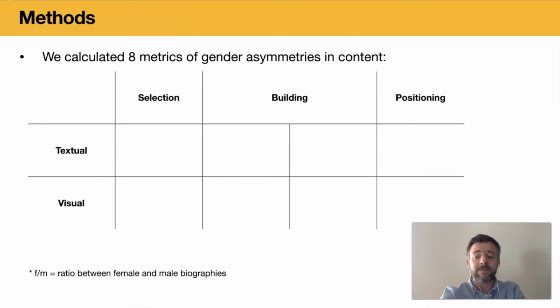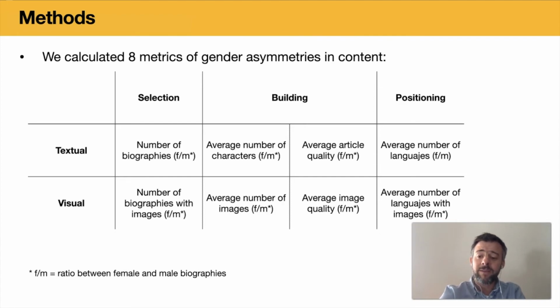We then estimated 8 metrics of gender asymmetries in content, which evaluate textual and visual biases in 3 stages of information production: the content selection, building of the articles, and the positioning of the content within the information system. For example, we compare in the building stage the number of characters between female and male biographies. And to have a similar visual indicator, we also compare the number of images per gender. We apply the same logic, for instance, to compare the quality of the articles between genders and then the image quality in the same biographies.